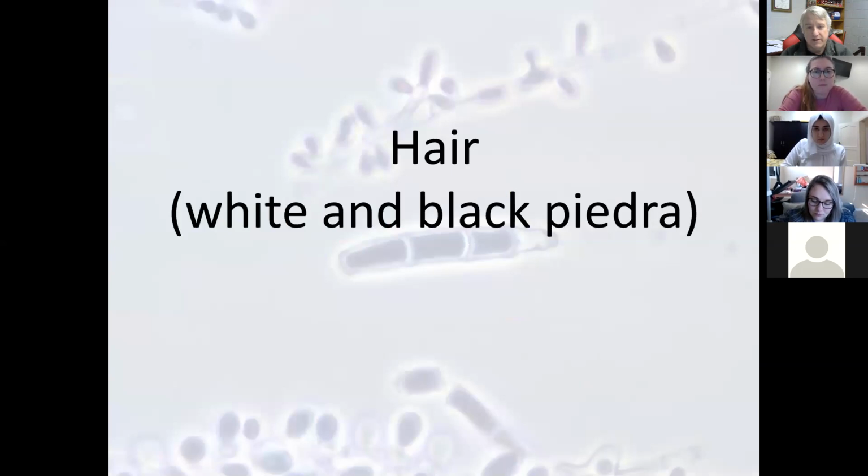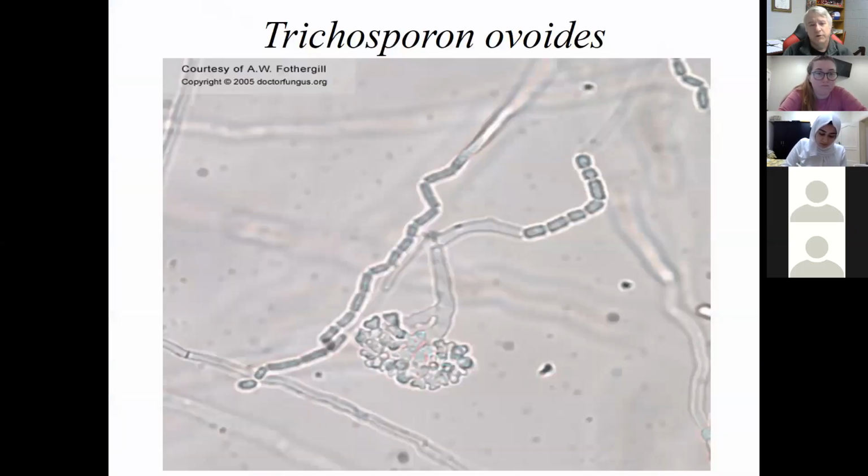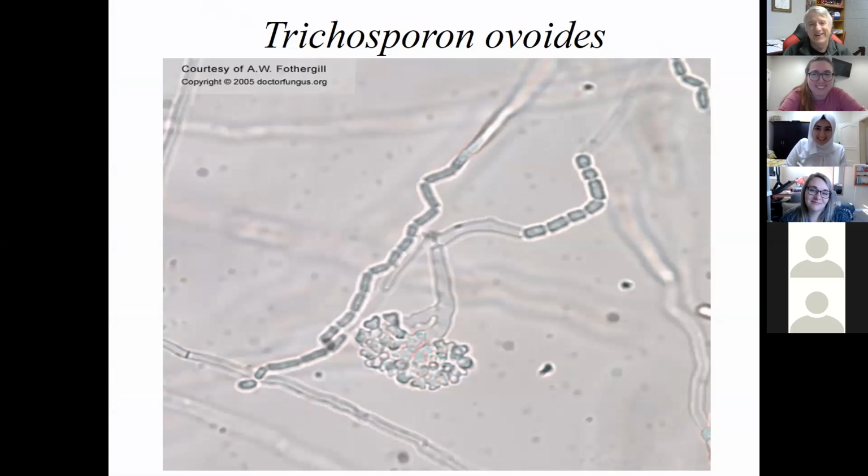All right, so we go back to our hair. What do we do with the hair? We do a KOH prep, crush the nodules. We have Trichosporon asahii and Hortea. I know we had a question on that a while ago. Here is Trichosporon.